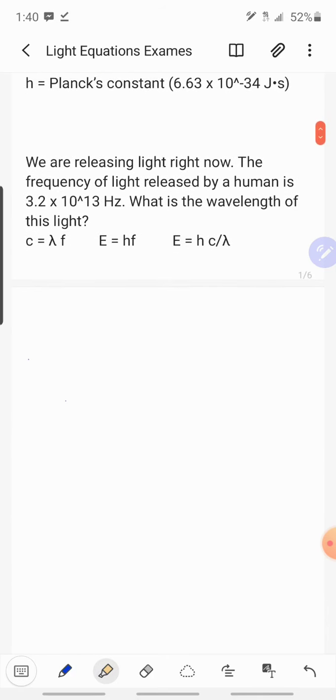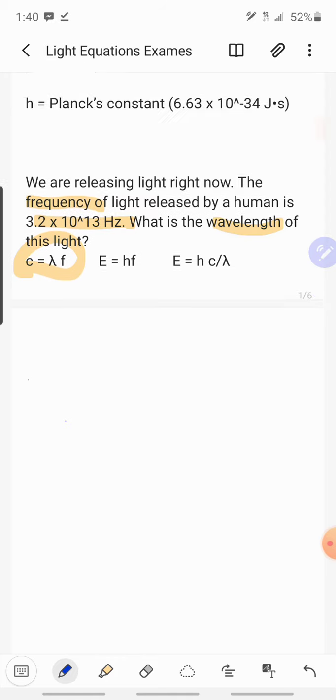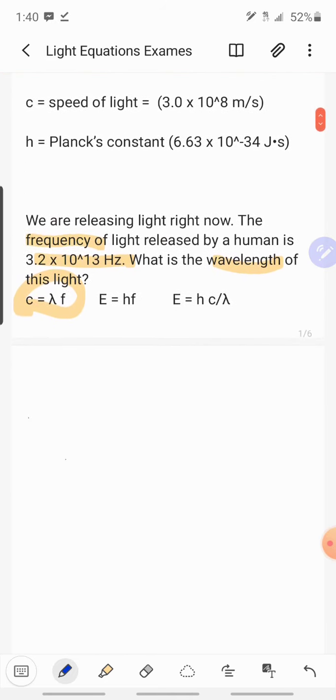So let's look at this first example. It says right now we're releasing light. The frequency of light released by humans is 3.2 times 10 to the 13 hertz, and we want to know what is the wavelength. So they tell us what the frequency is, and they want to know what's the wavelength. So we need a formula that has both F for frequency and lambda for wavelength. And it looks like it's this one, because that has my F, it has my lambda, and C is a constant. I know what the C is.